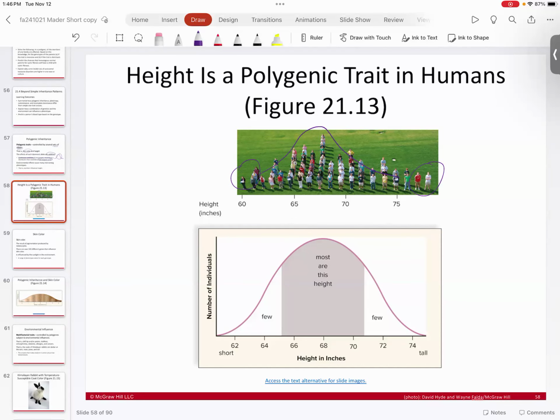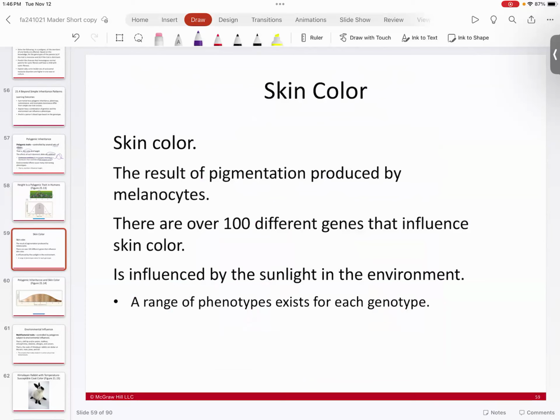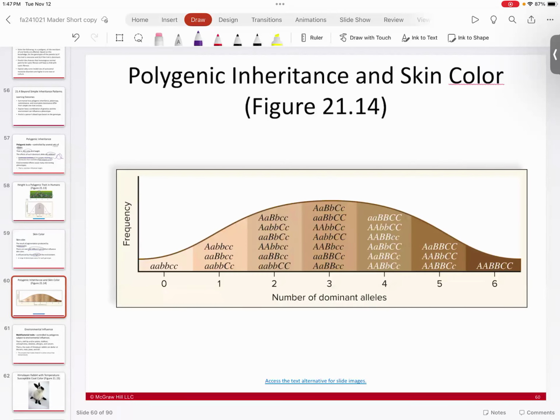So that's polygenic. The same thing can also be true for skin color. Skin color basically is produced by cells called melanocytes. That's what they do. They basically produce your pigment and deposit it into your skin. There are some 100 different genes that affect skin color. And of course, it's influenced by sunlight, so there's an environmental piece as well. But ultimately, the phenotypes can range, right? So for instance, the more of the light alleles that you have, then you're going to be on this end of the spectrum. The more of the dark dominant alleles that you have, you're going to be on this end of the spectrum. The majority of people have a mixture of the two.